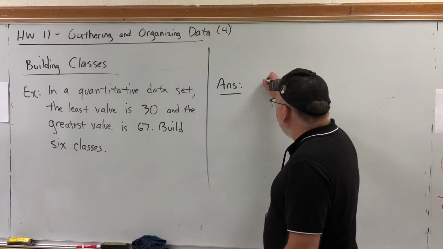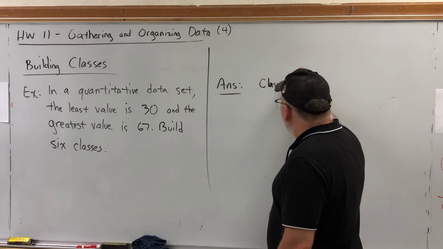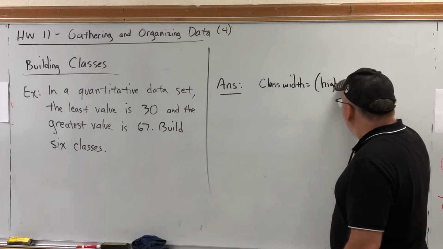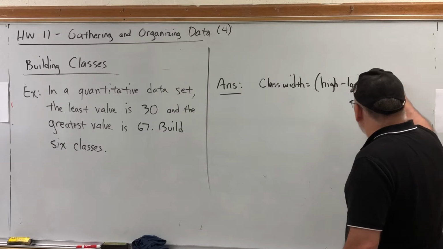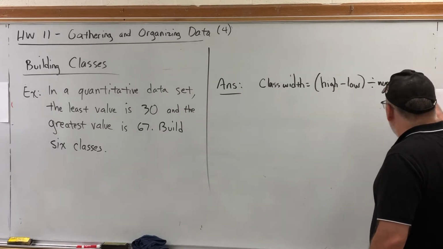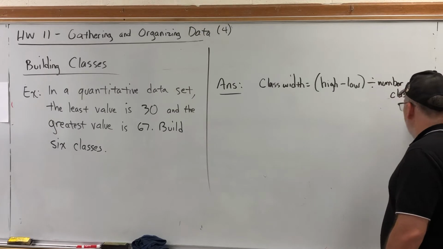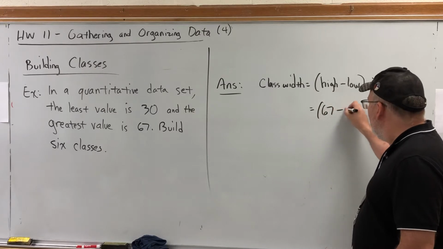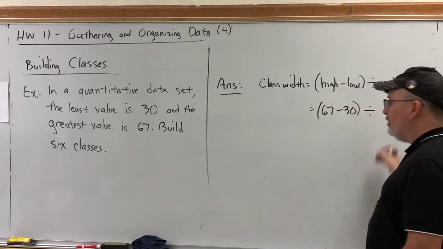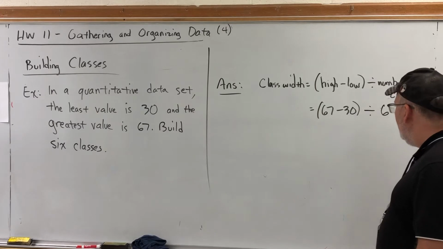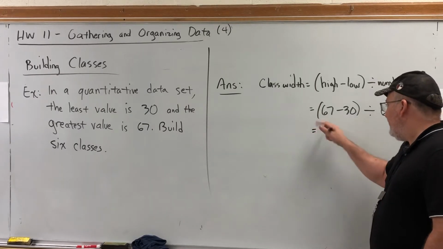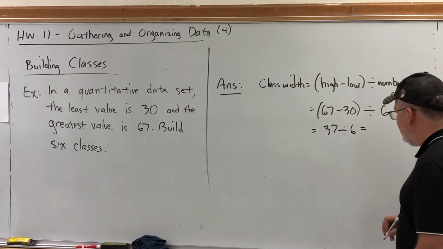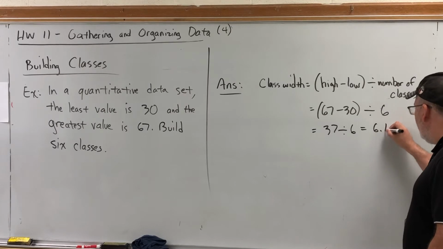The first thing we have to do is calculate the class width. And remember, to calculate the class width, we just have to take the highest minus the lowest and divide it by the number of classes. And whatever we get, we round it up. The highest value is 67. The lowest value is 30. We want 6 classes. 67 minus 30 is 37. And if you divide 37 by 6, you get 6.16 repeating.